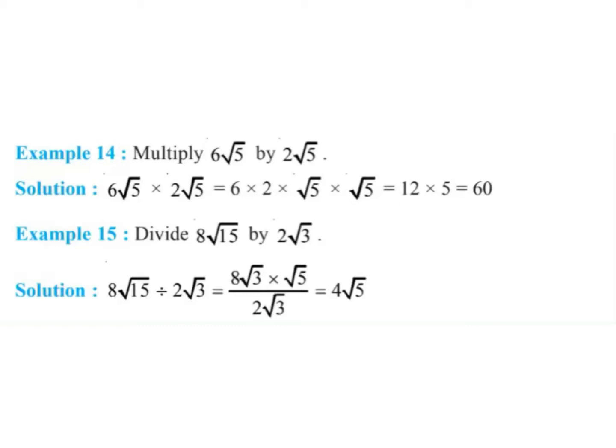Next is divide 8 root 15 by 2 root 3. We have to divide 8 root 15 by 2 root 3. Now root 15 can be written as root 3 into root 5. So we can write 8 into root 3 into root 5 divided by 2 root 3. Root 3 and root 3 will get cancelled and we will cancel 8 by 2. We will get 4. So the answer is 4 root 5.